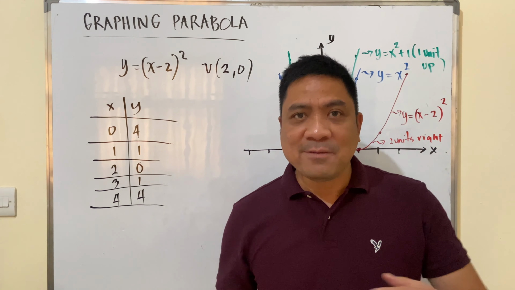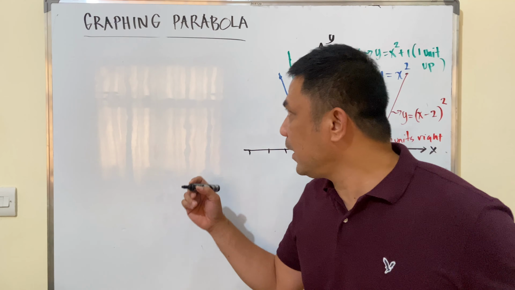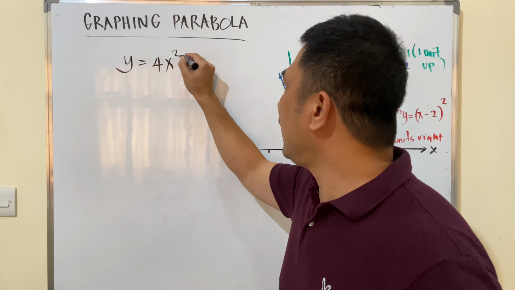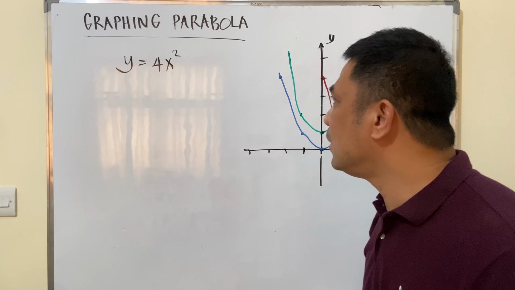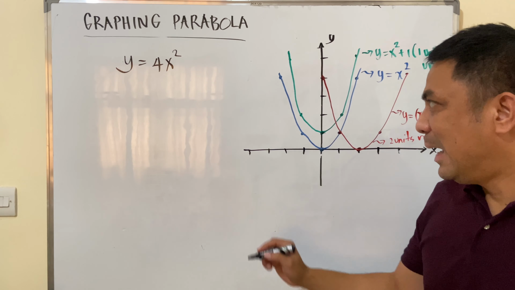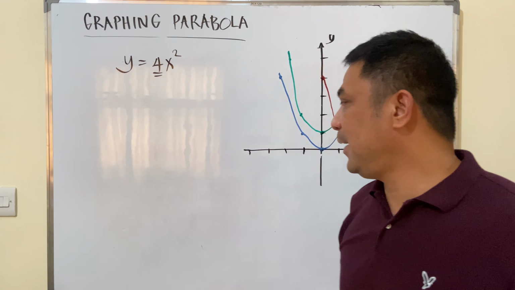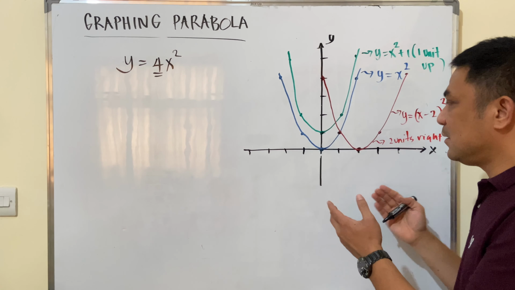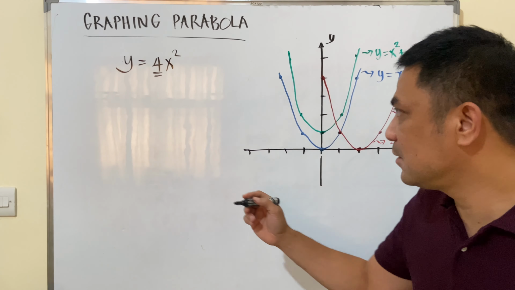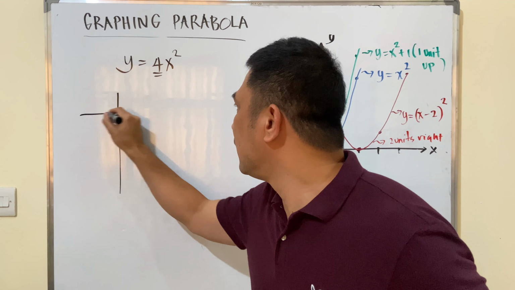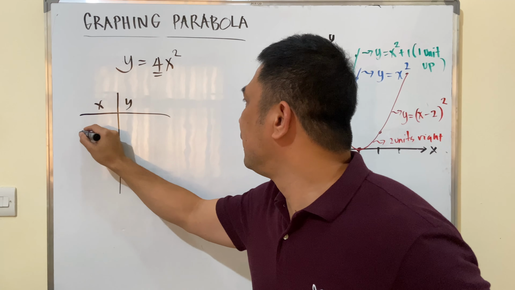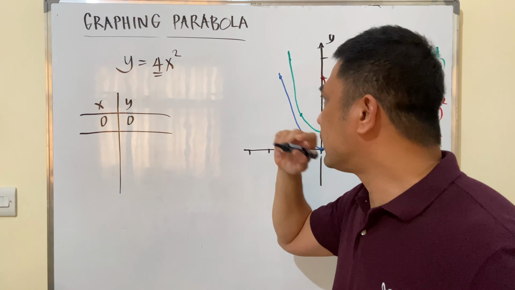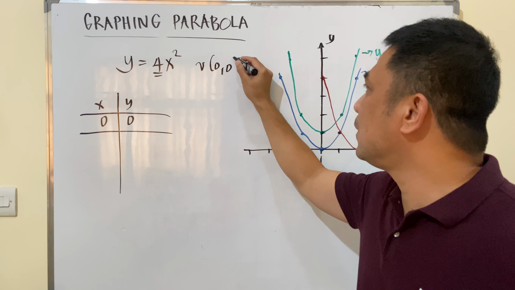Okay, so let's have another case, wherein you have a function with a coefficient before your x squared. So let's try this one: y is equal to 4x². How does this 4 affect the nature of our parabola? Let's assign some more values here. You have x, y, then at x is equal to 0, y is equal to 0, right? So that means the vertex will be at (0, 0) again.